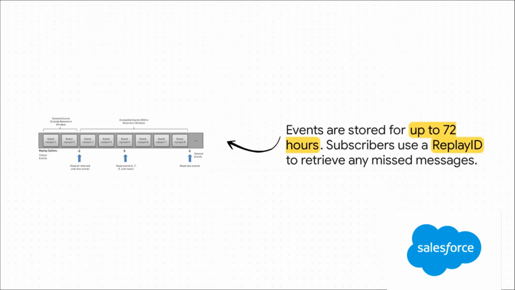Now, one of the most powerful features for reliability is something called event replay. You see, the event bus actually holds on to every single message for up to 72 hours, and each message gets a unique replay ID. So if a system that's listening goes offline for an hour, it doesn't miss a thing. When it comes back online, it just says, hey, give me all the messages after the last one I saw. It's like a built-in DVR for your events. It's a fantastic safety net.